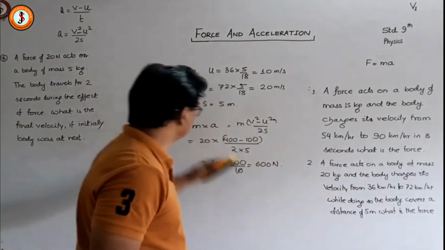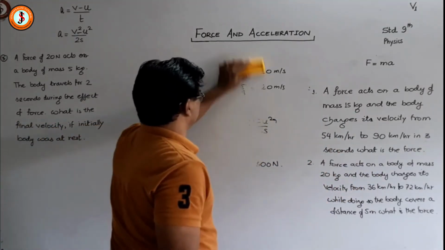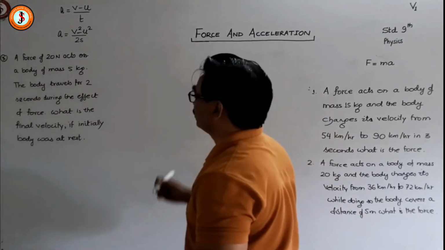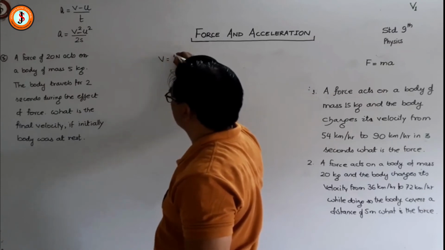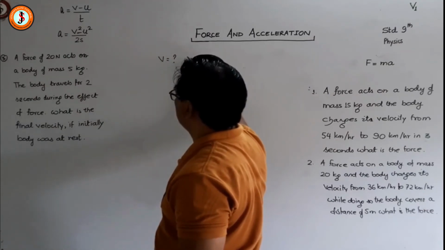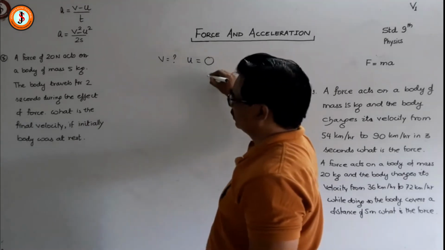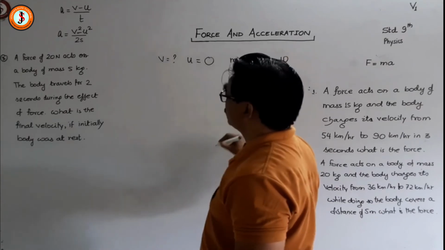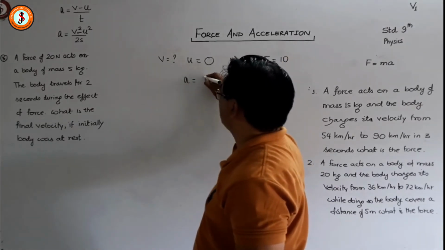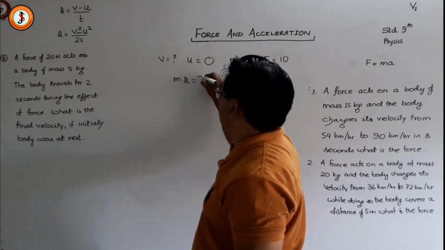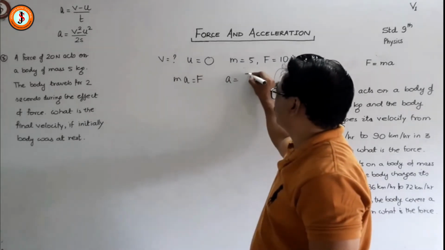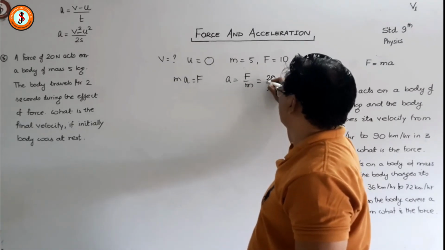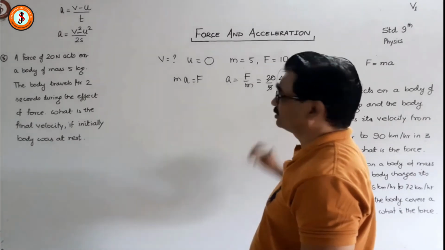Now next one is the last question. Now here we have to find out the final velocity. So v is to be found. U is 0, as the body was at rest. Mass I know it is 5. Force is also given, 20 newtons, very good. So first I will take out acceleration. Acceleration will be, ma is equal to f, isn't it? So a is equal to f by m. So that will be 20 by 5. So 4 meter per second square is the acceleration.